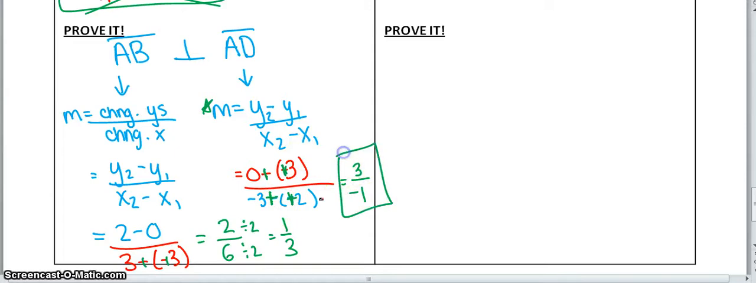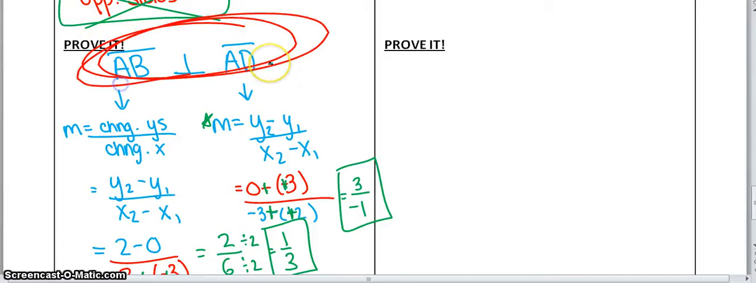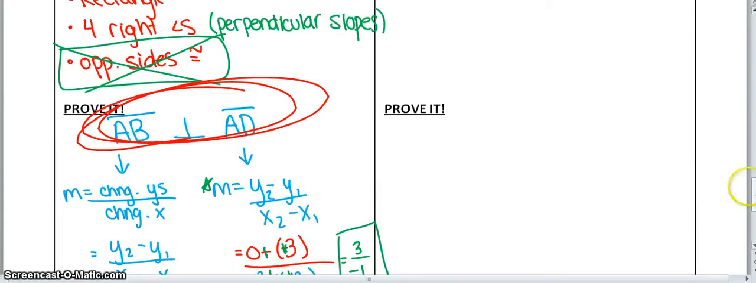So what do you notice about these slopes? First of all, one's positive, one negative. Second of all, they're reciprocals. So I've proven that these slopes are opposite reciprocals, which means I can say with all certainty and mathematical proof that AB is perpendicular to AD. And you could go ahead and repeat this for all those, but that's enough to say right now that this is a rectangle, like I thought it was.